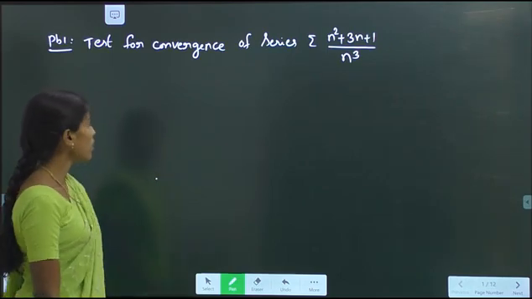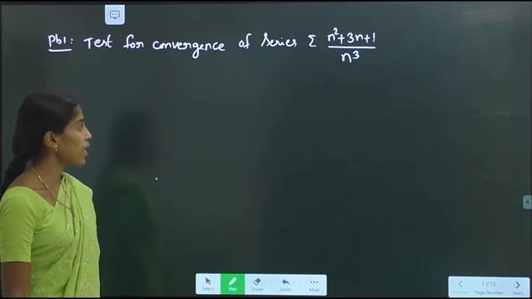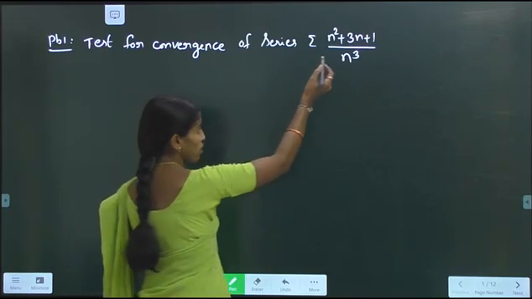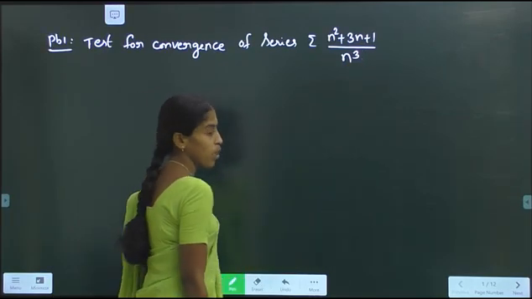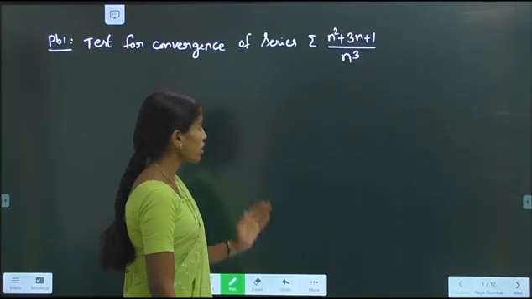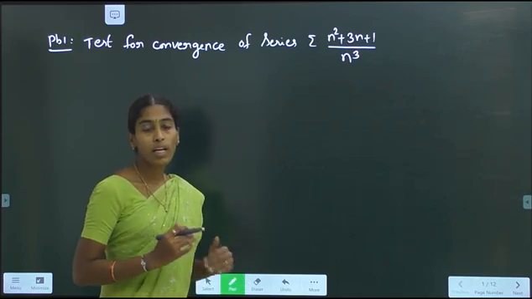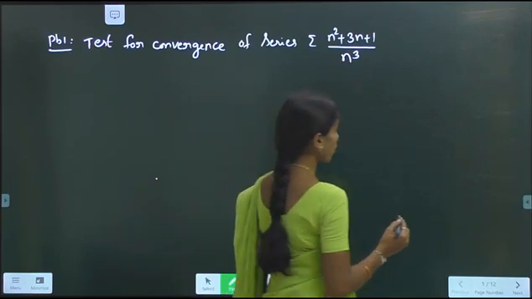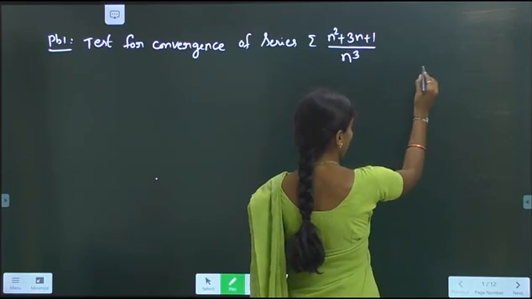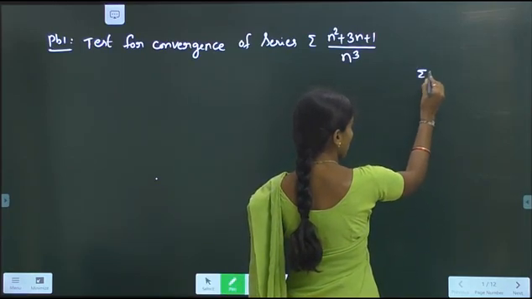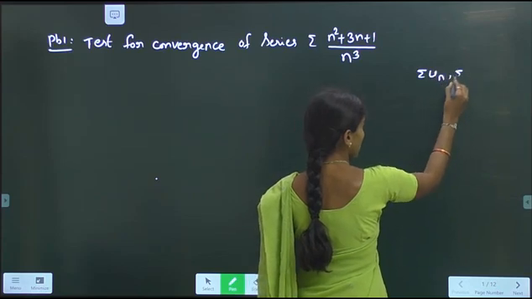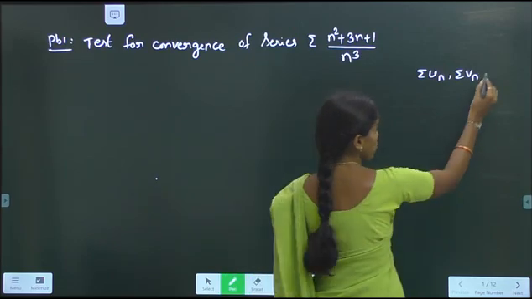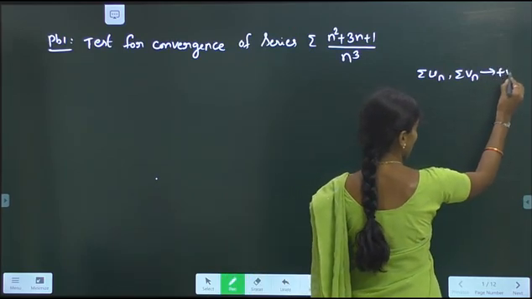So here, test for convergence of the series sigma n square plus 3n plus 1 by n cube, right? So summation n square plus 3n plus 1 by n cube. For these type of problems, most widely we use the limit form of comparison test. What is the limit form of comparison test? The statement is, if sigma un and sigma vn be two positive series, these two are positive series.